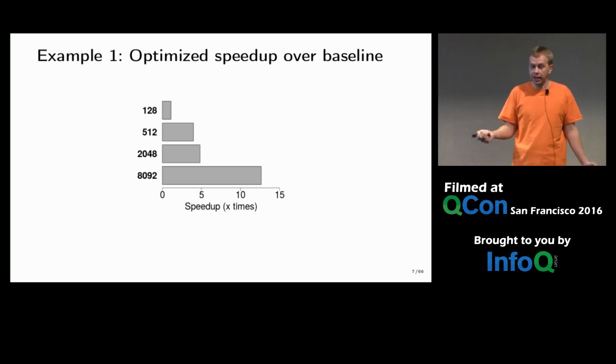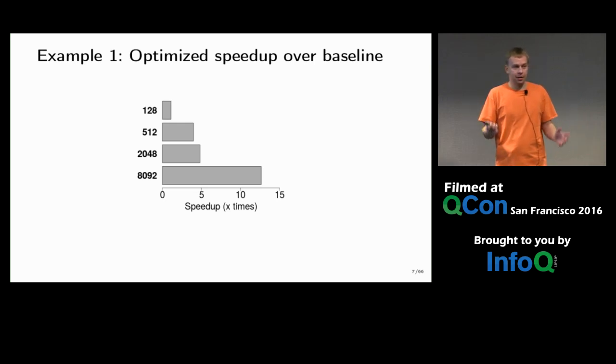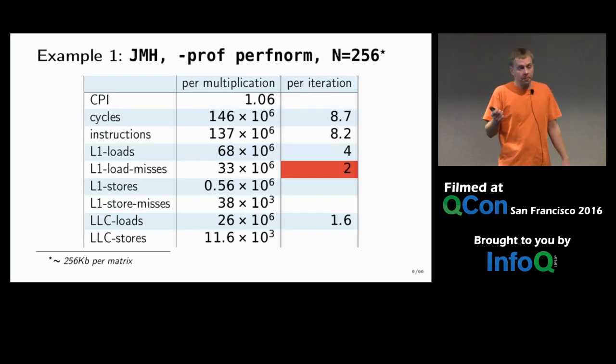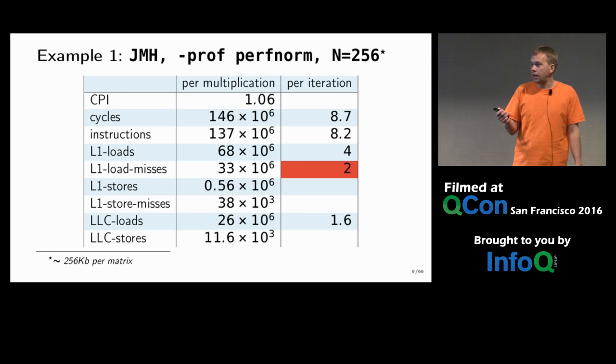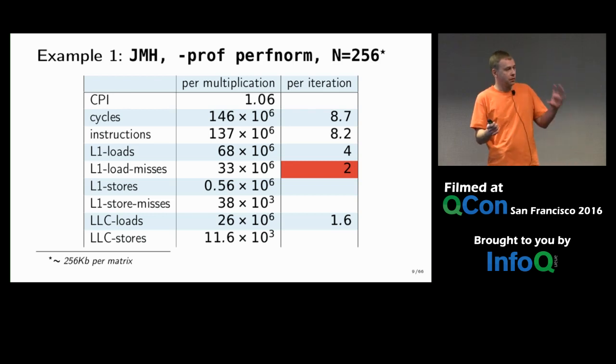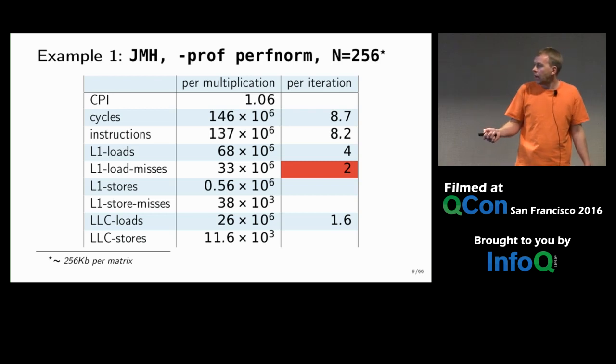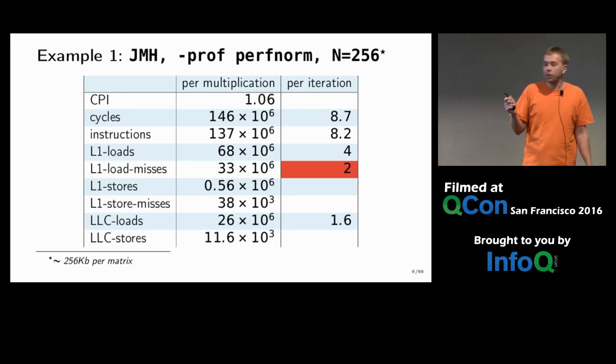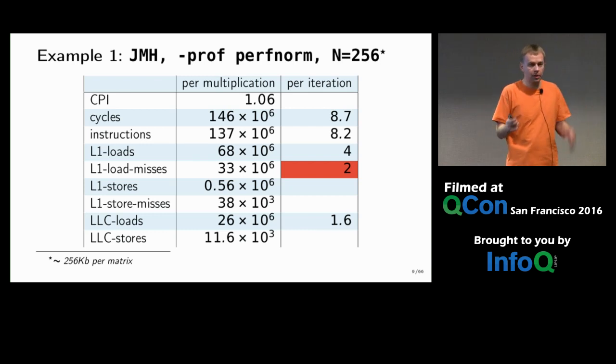Let's try the other way. Not going to Google, but trying to use something else. Okay, what do I do? I collect some basic hardware counters for this matrix multiplication. This is exactly for this size of matrix. And what can I see here? As I said, these details will be explained later. I see these huge numbers, different events for the whole multiplication.